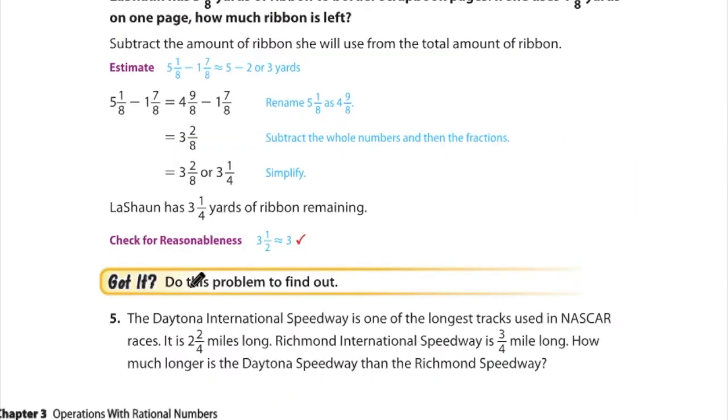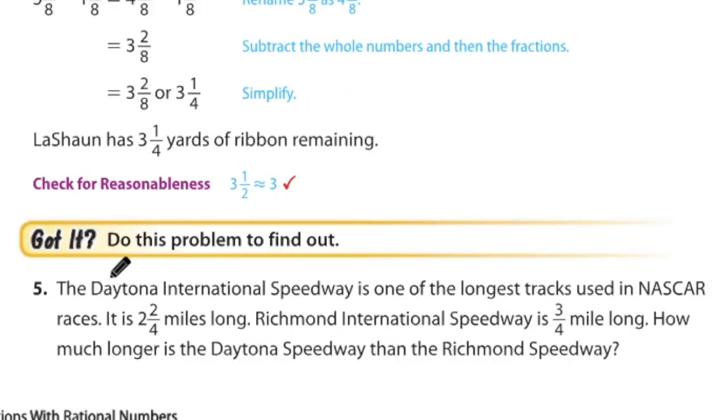For example 5, we have a story problem involving the division of fractions. For the got it problem, the Daytona International Speedway is one of the longest tracks used in NASCAR. It is 2 2/4 miles long, or 2.5 miles long. And the Richmond International Speedway is 3/4 of a mile long. How much longer is the Daytona Speedway than the Richmond Speedway?